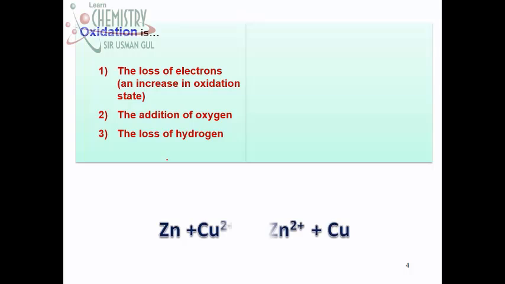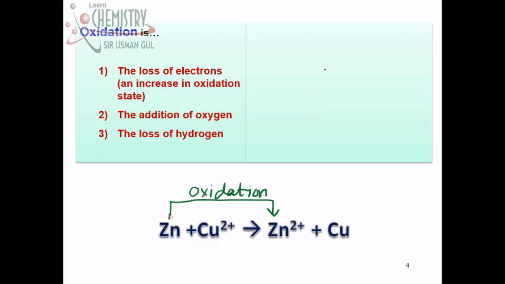Focus on the example. In this example, you can just focus on the left hand side, zinc. Initially zinc has a zero charge on the left hand side, but on the right hand side it acquires a 2 plus charge, so it means it has lost electrons. When any substance loses electrons, the process is called oxidation.